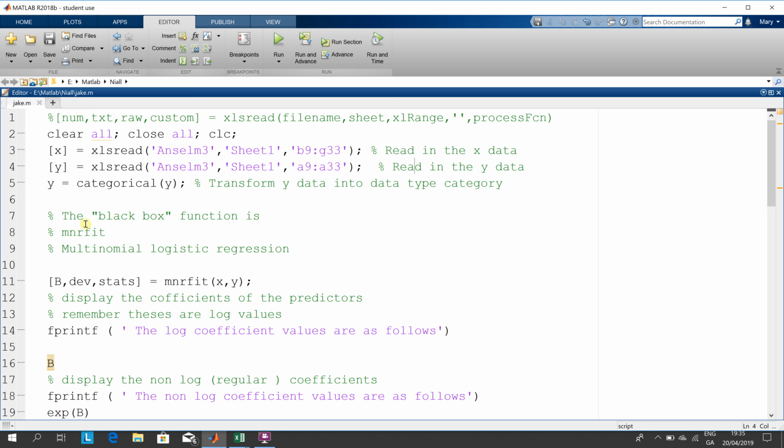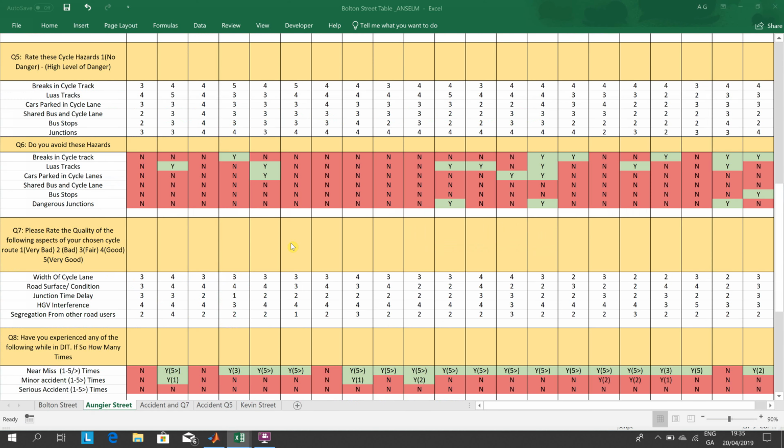Today we're looking at multinomial logistic regression, just highlighted here, and the command is mnrfit. Okay, so that's what we're going to be looking at. So let's look at the data that we're going to be using for this example.